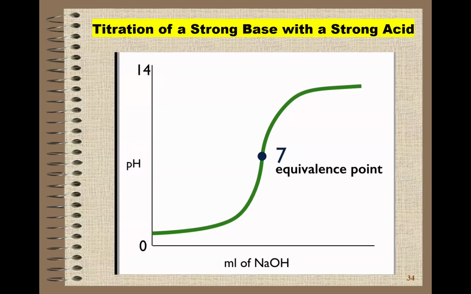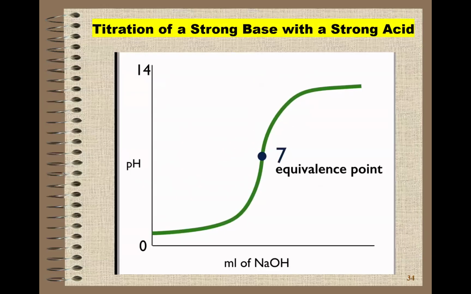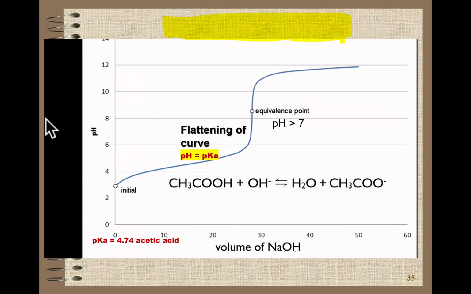Equivalence point is 7. And over here, this is going to be the titration of the weak base. Excuse me, the strong base with a weak acid. And the way you can recognize it is that you see there's a flattening of the curve, whereas here it goes straight up. But here, it's more of a flattening in the buffer region. And this could be the buffer equation.